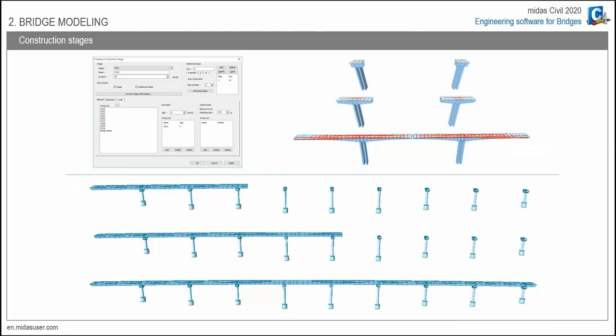Construction stages. One of the main USPs of MIDAS Civil is construction stage analysis. Here we can create any type of construction sequence for the bridge. Here you can see an example of a balanced cantilever bridge. Here you have an example of the full staging method. So any type of sequence can be created, as well as the effect of creep, shrinkage, and age of concrete, which are also called time-dependent effects, can be incorporated in the construction stage analysis.